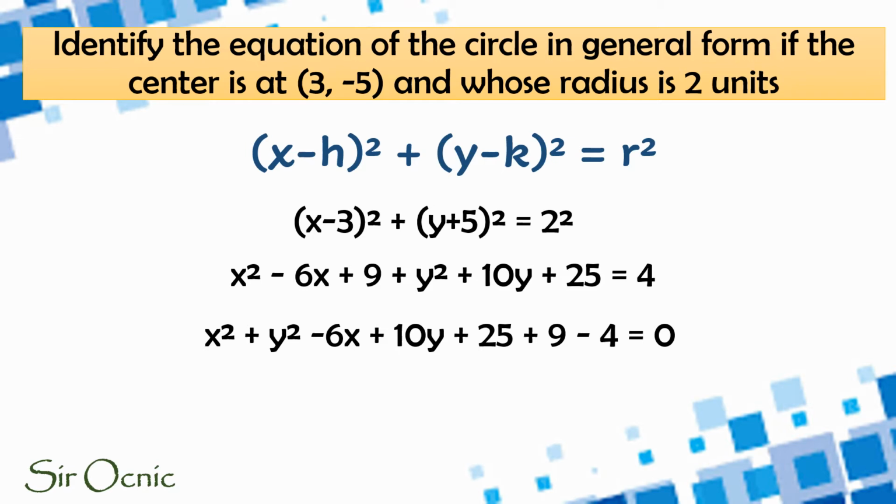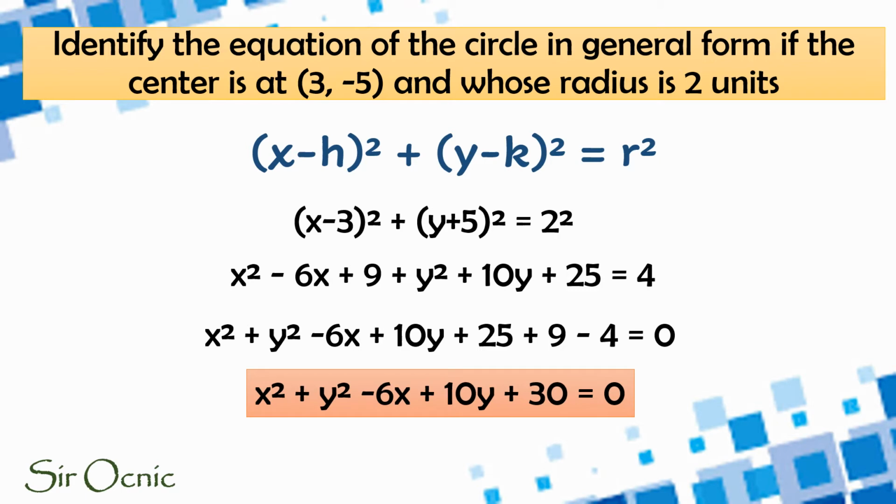So after this one, let us combine like terms. We will then have x² + y² - 6x + 10y + 30 = 0. This is now the general form of the equation of the circle.